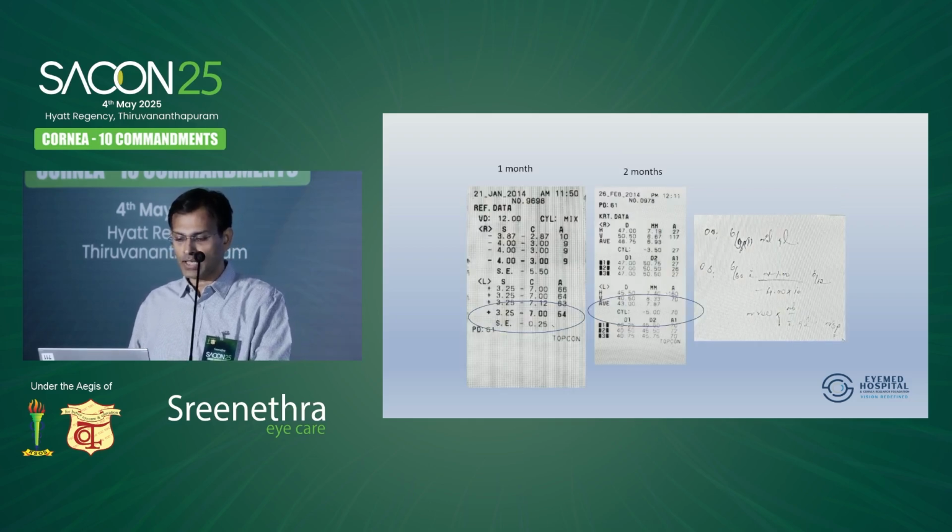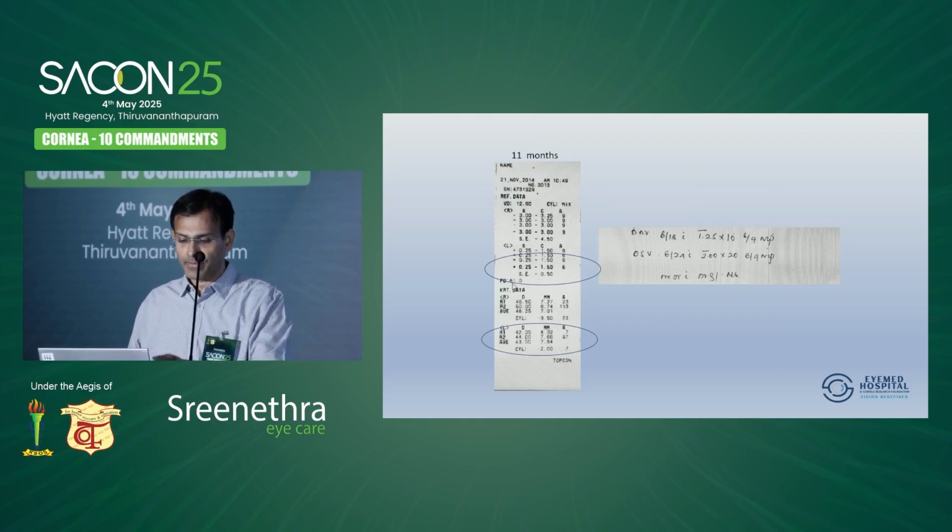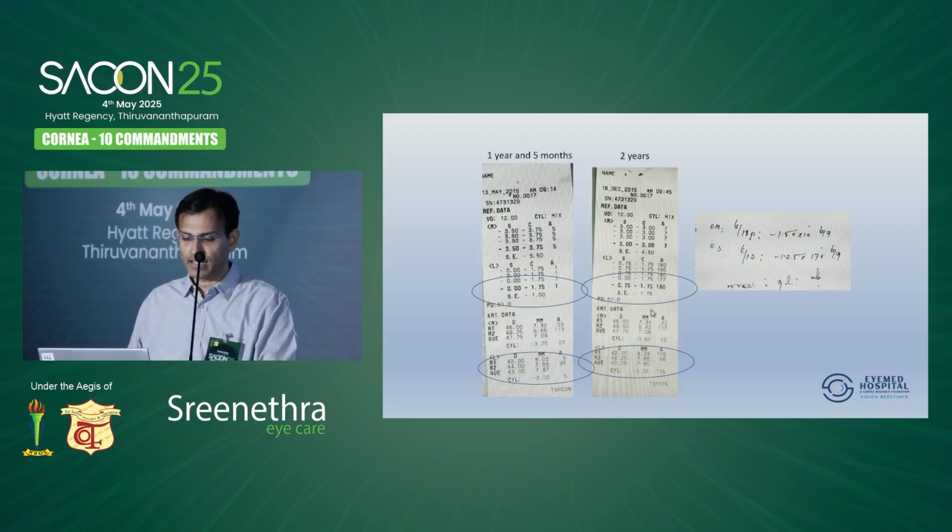In the other case, you see plus at 1 month at +3.25, and it becomes 6/60, the patient is not happy, and you see that it becomes +0.5, 0 over a period of 8 months. At 11 months, again it stays around +0.25, same range, 6/24, 6/9. At 1 year, 0, and at 2 years it becomes nearly -1.75. So over a period of time, I've seen this patient going here and there.